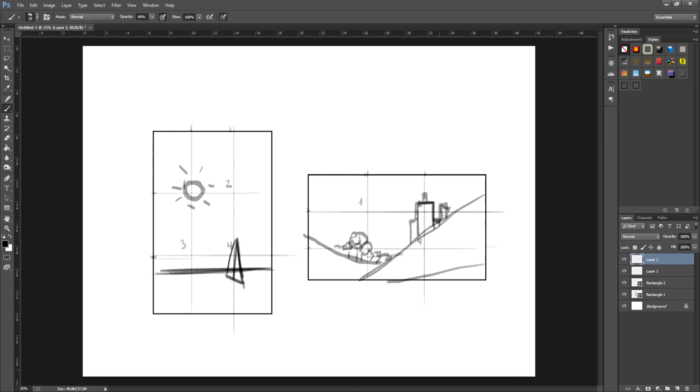Okay, so now you know the relation there is between visual weight and compositions. We're going to continue with the lesson that will talk about the different shots, the different planes.